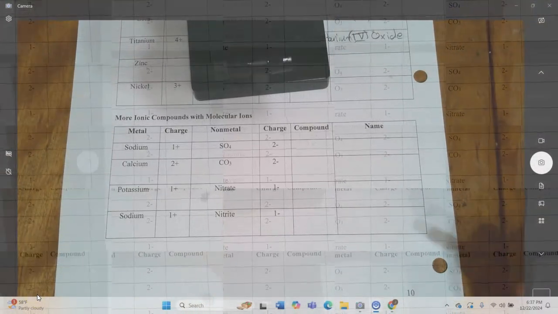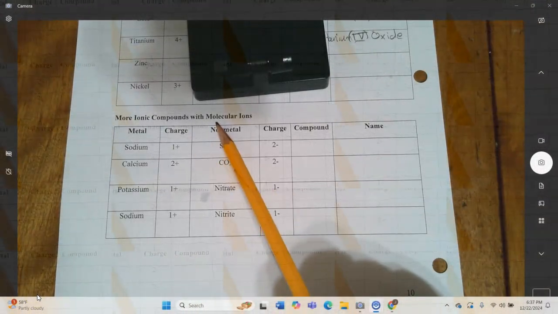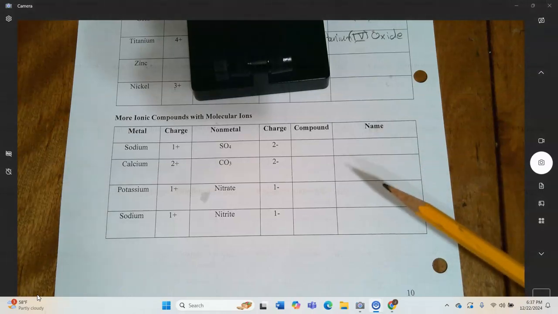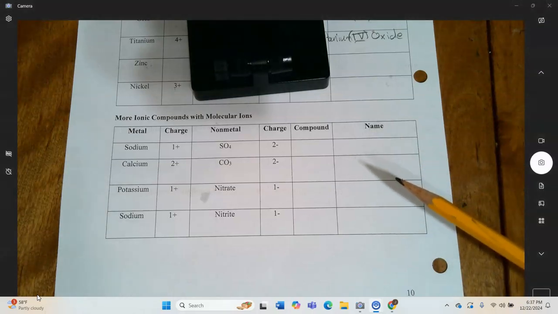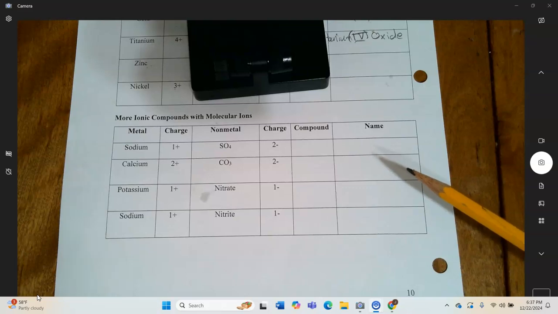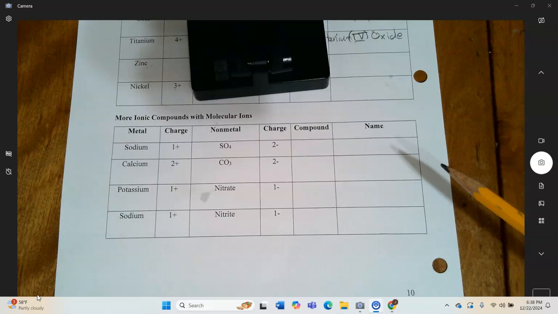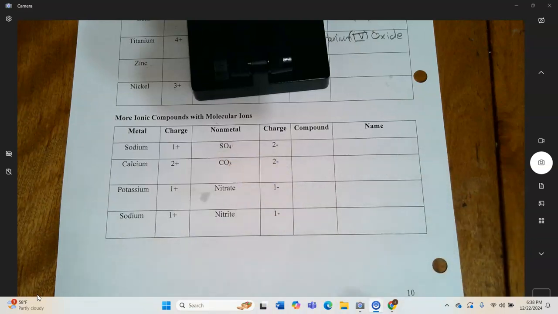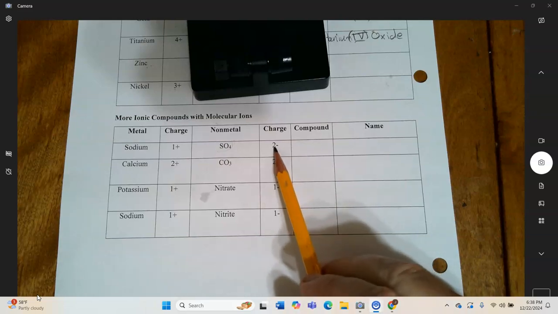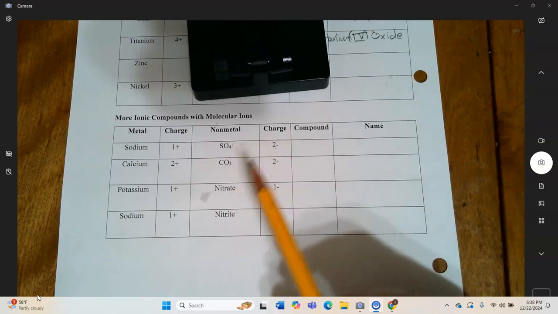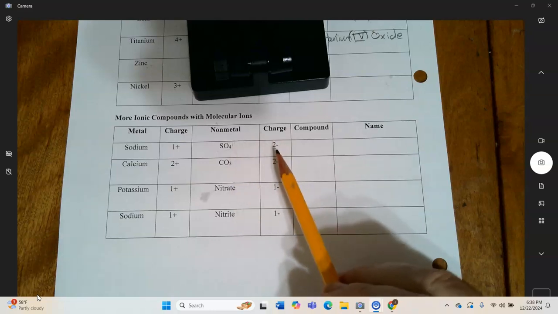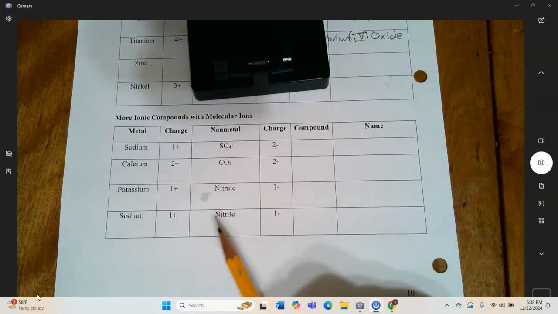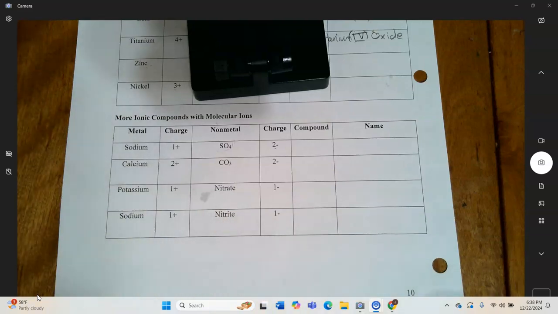Okay, now we're looking at some ionic compounds with molecular ions. These are the ones that are covalently bonded molecules, but they form an ionic charge, and therefore that charge can be used to form an ionic bond. So SO4 is a molecule. It's covalently bonded, but it ends up having an ionic charge. This happens because they're dissociated acids, bases. We'll get to that in a later lesson. So it's a 2- charge. That means it can form an ionic bond with a cation.